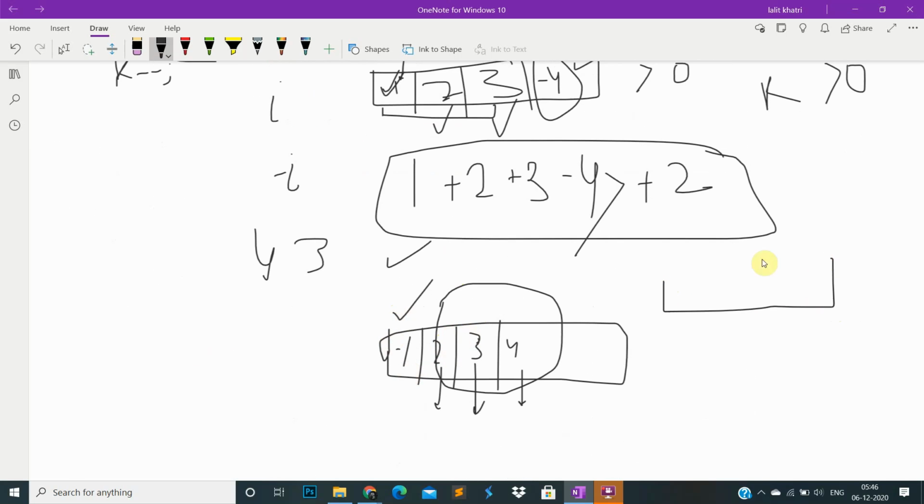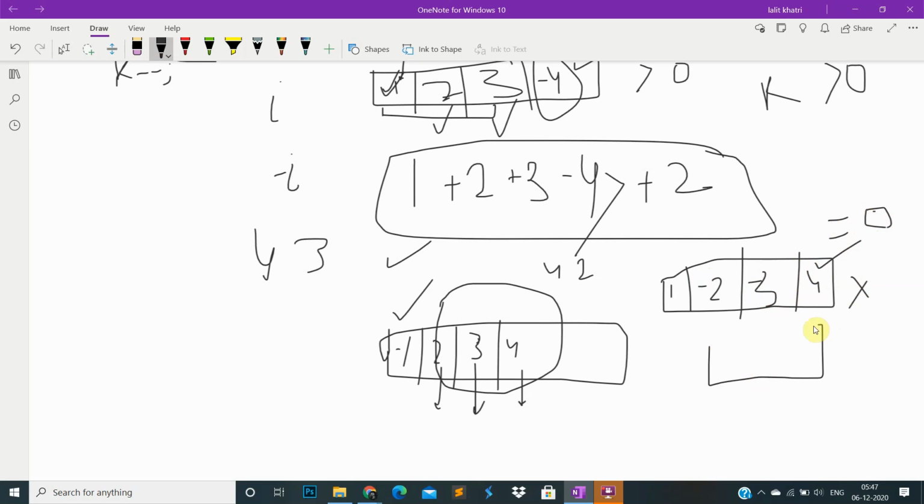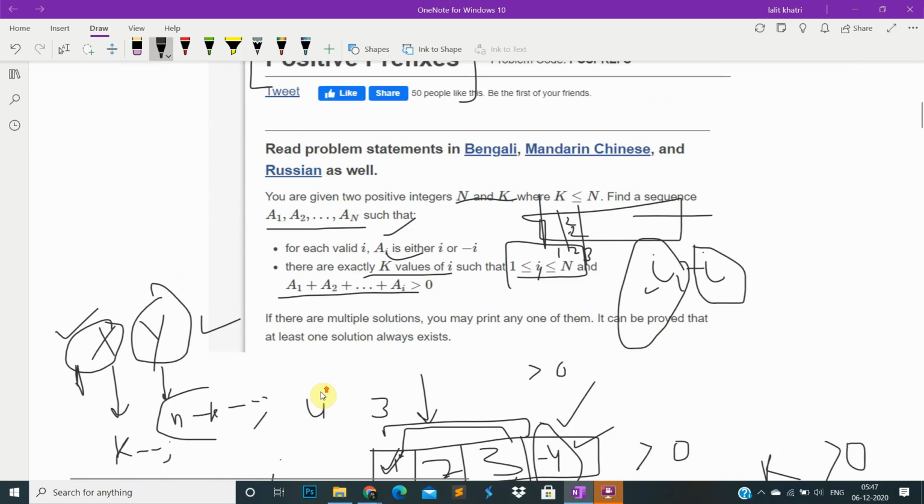Or, for n equal to 4 and k equal to 2, you require two negative values. You may think of 1, minus 2, minus 3, 4. This is not valid because for this one the prefix is equal to 0. So we have 1, minus 1, 2, minus 3. Now this is the answer. Just make two or three examples and you will reach the solution. Thanks a lot.